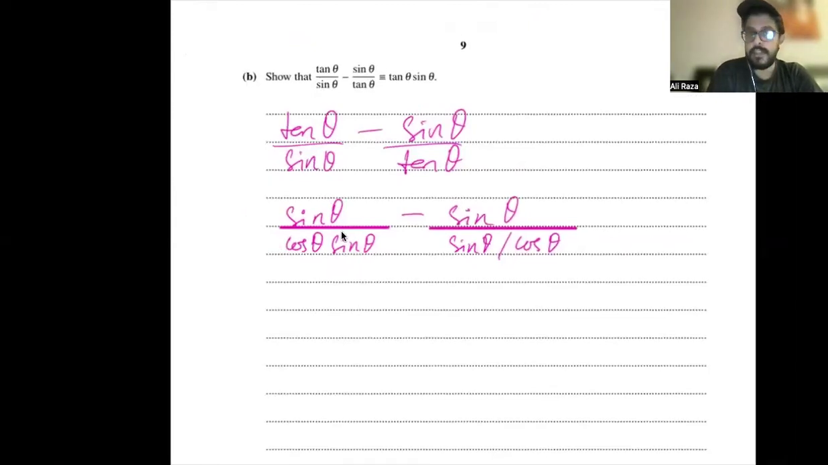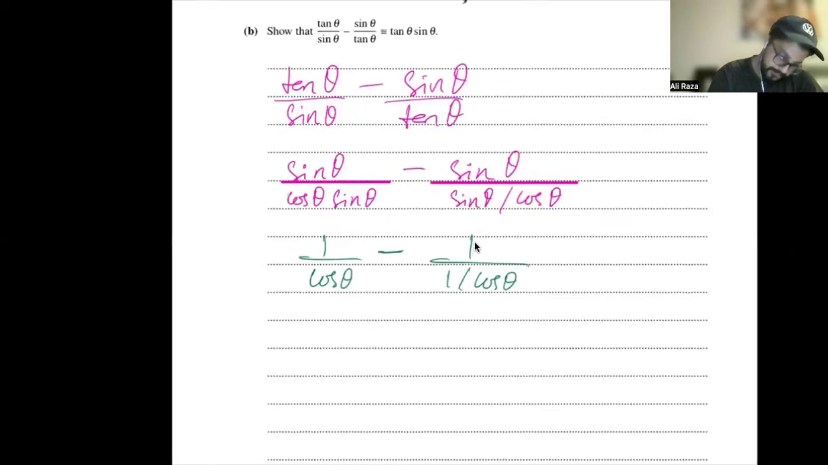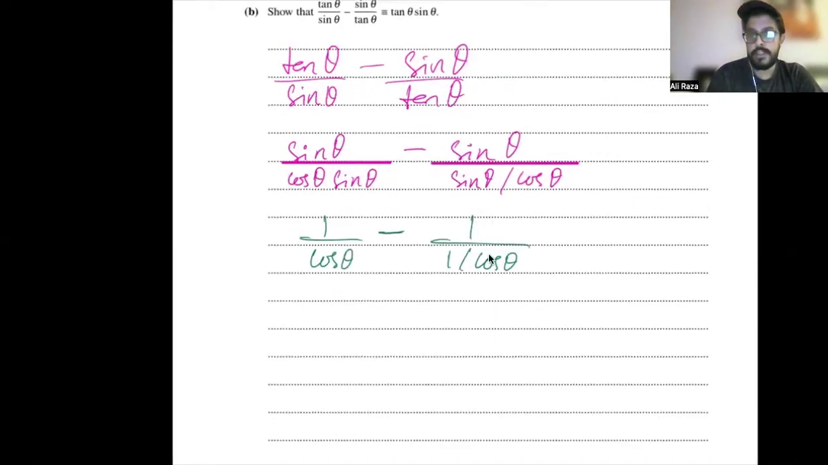These two sin thetas cancel out each other. So I'm left with 1 over cos theta over here minus sin theta and sin theta cancel out. So I have 1 over cos theta. This can result in cos theta. So I have 1 over cos theta minus cos theta.